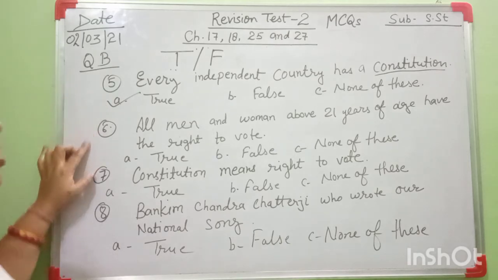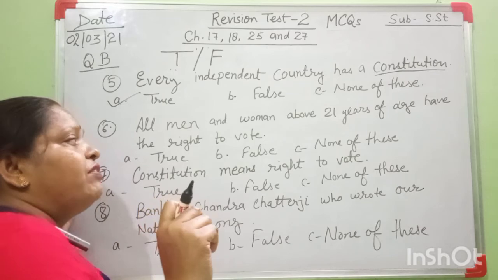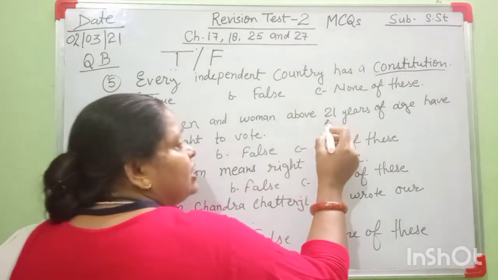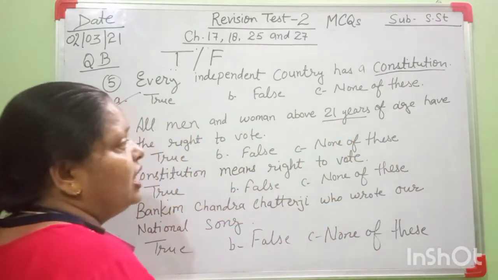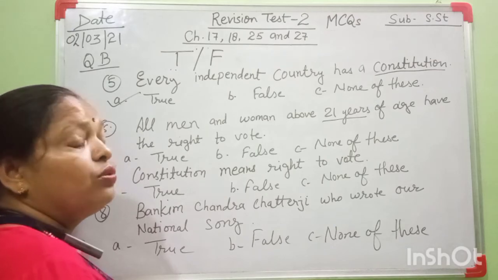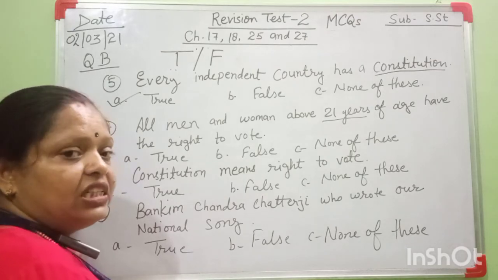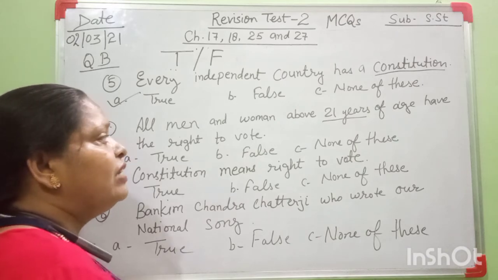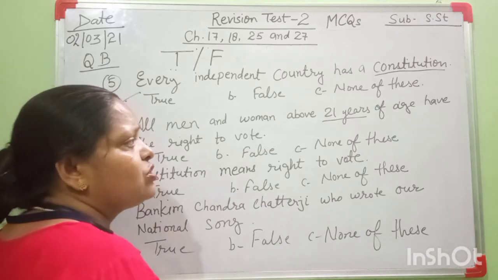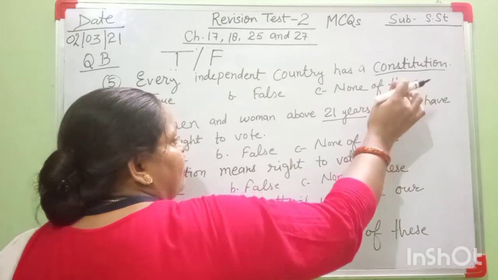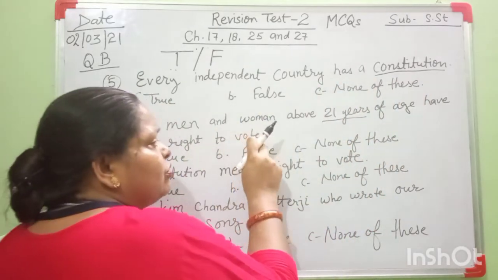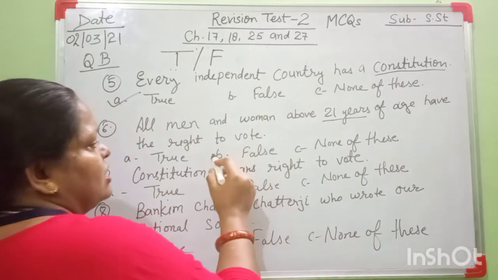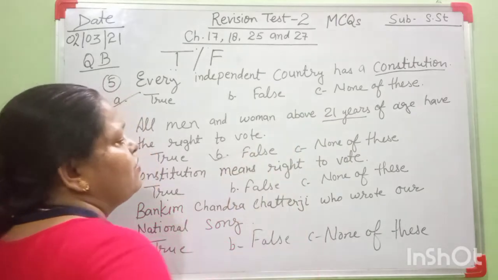Next question: All men and women above 21 years of age have the right to vote. No, it's 18 years. All men and women above 18 years of age have the right to vote. Here it says 21, that's why this is false.